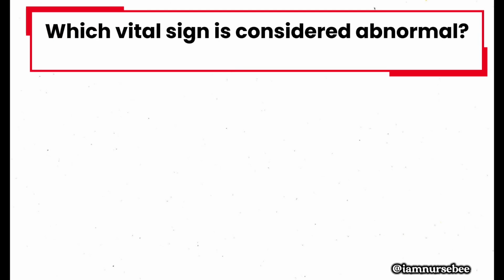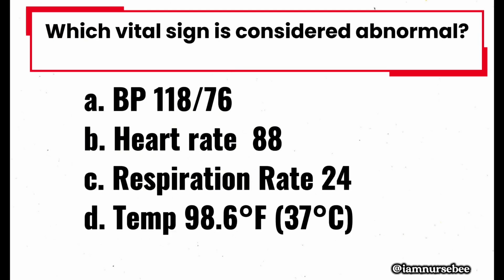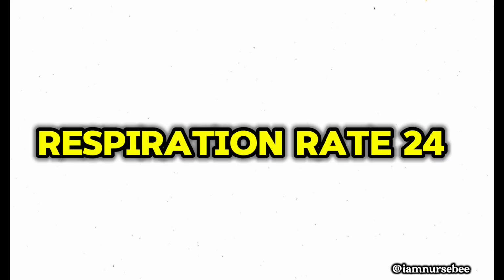Which vital sign is considered abnormal? A. BP 118/76. B. Heart rate 88. C. Respiration rate 24. D. Temp 98.6 degrees Fahrenheit, 37 degrees Celsius. Respiration rate 24.